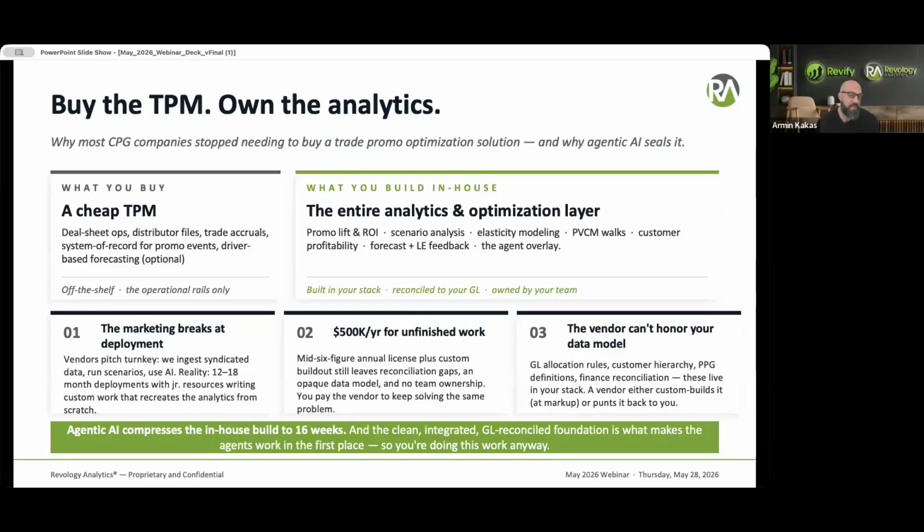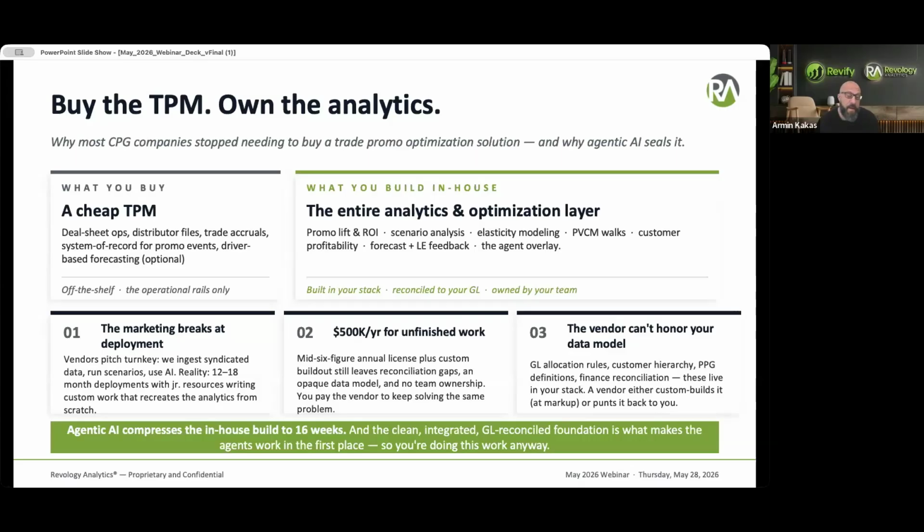This is really accelerated by AI, which is you don't actually need an expensive TPX solution, right? You don't need a $500,000 per annum license for a TPX solution that sort of promises AI and automated data ingestion from syndicated data and all these things. Because the reality is, most of the time, they're going to have to be customized, right? For most CPGs, it's going to have to be custom work. And in reality, it's going to turn into a kind of a 12-month to an 18-month engagement.